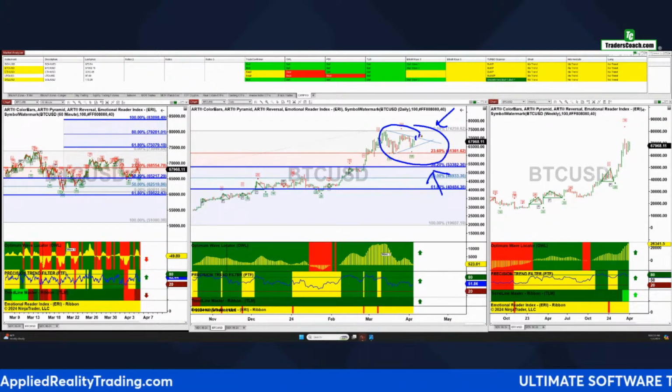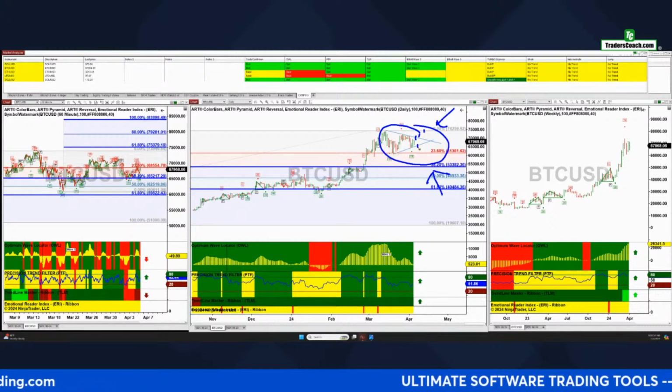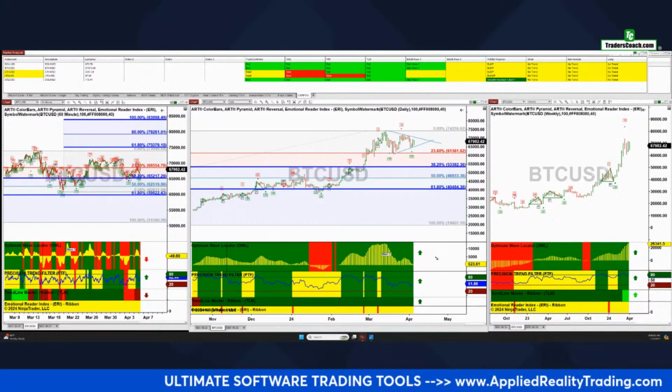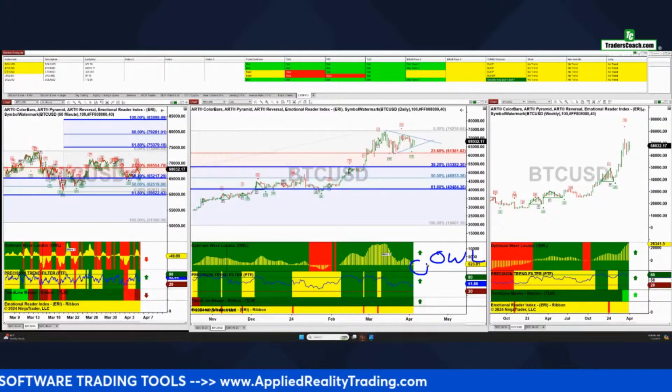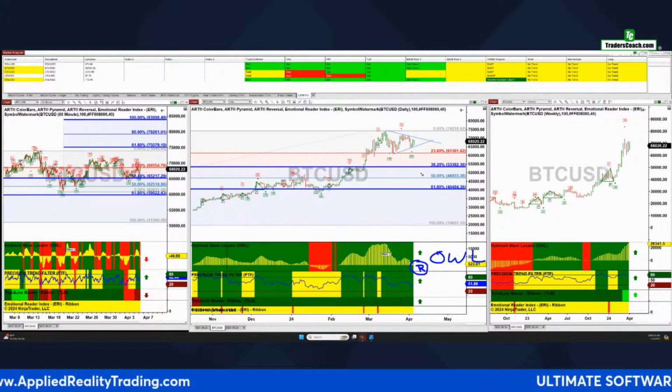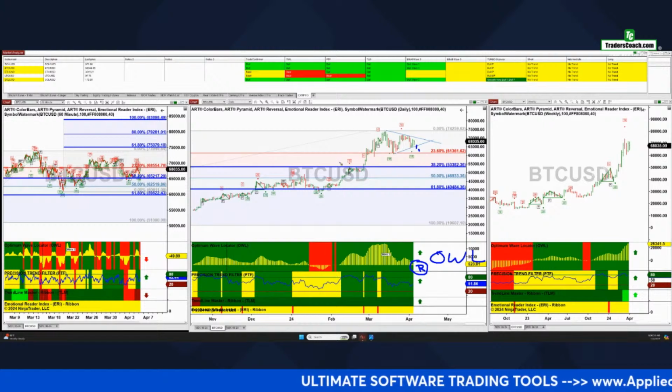A break to the upside, of course, is bullish. A break to the downside could be bearish. And if you notice here, this is our owl indicator, very close to going red. And so if we go red here, we have to be looking out for a much lower target than what's been put in so far.